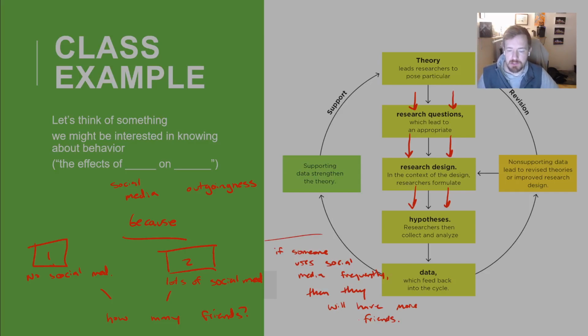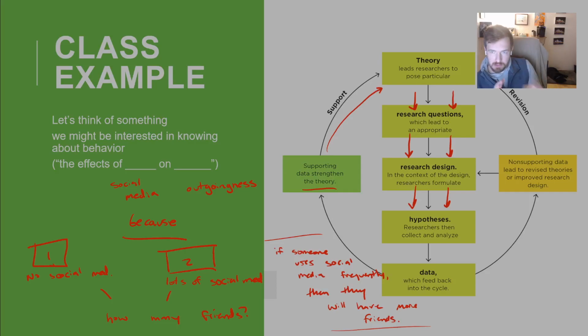So this is a testable statement, right? We can do some research on it, we can collect the data, and then we can either support this idea or not support it. So let's say that we do this experiment, and what we find is that the people in group 2 do report having more friends at the end of this study period than the people in group 1. If that's true, then that supports our theory, which means we can say that, okay, it looks like social media is training people to be more social and more outgoing.